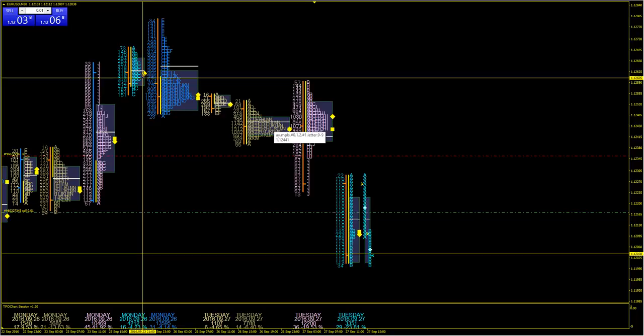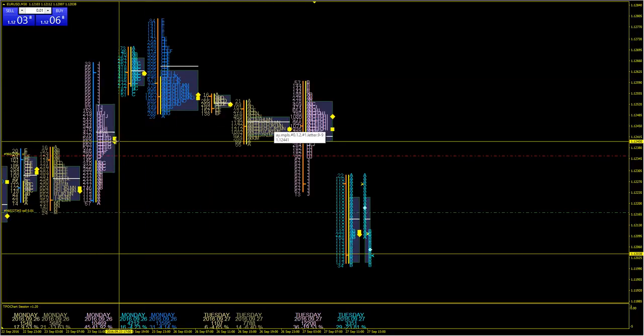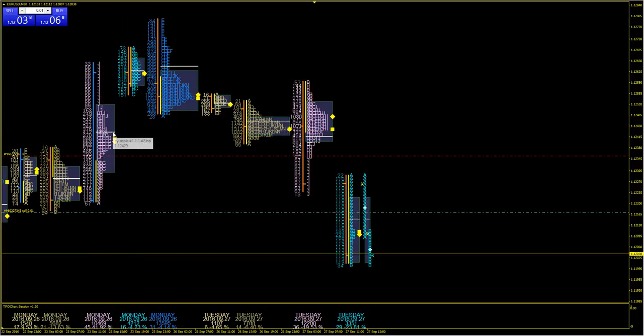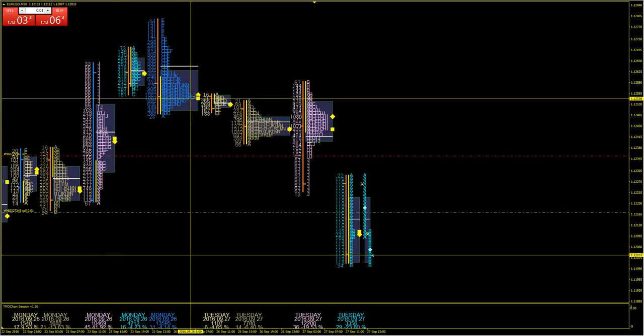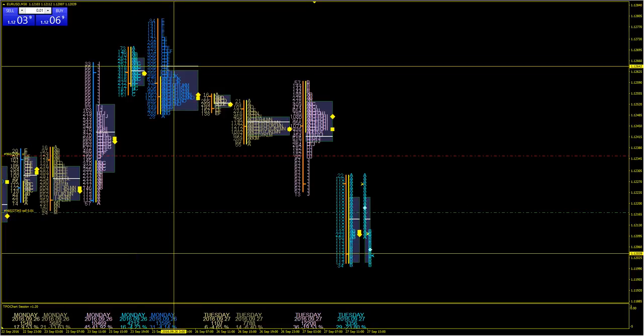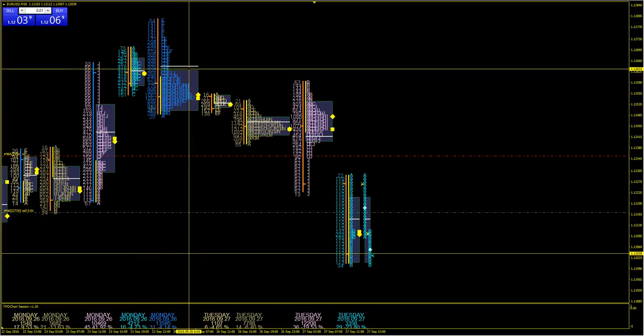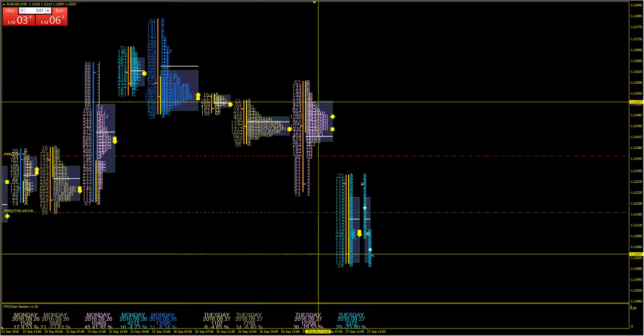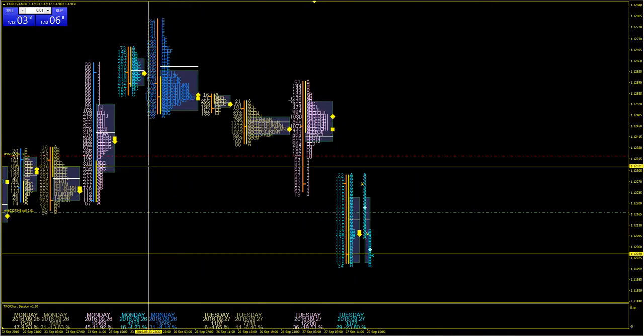The point of control from all sessions is here. You see this area here, point of control. This is the value area, right, from the market profile.